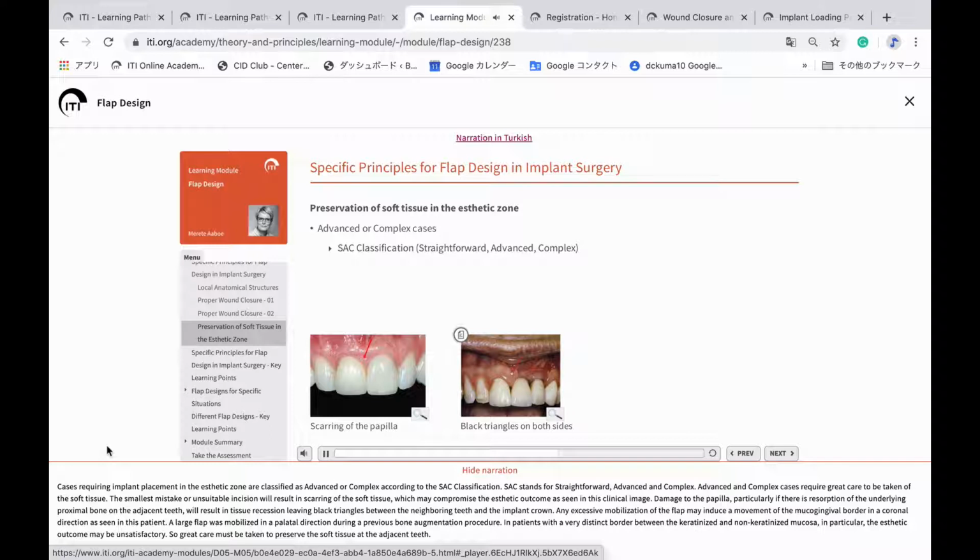Any excessive mobilization of the flap may induce a movement of the mucogingival border in a coronal direction, as seen in this patient. A large flap was mobilized in a palatal direction during a previous bone augmentation procedure. In patients with a very distinct border between the keratinized and non-keratinized mucosa in particular, the aesthetic outcome may be unsatisfactory. So great care must be taken to preserve the soft tissue at the adjacent teeth.